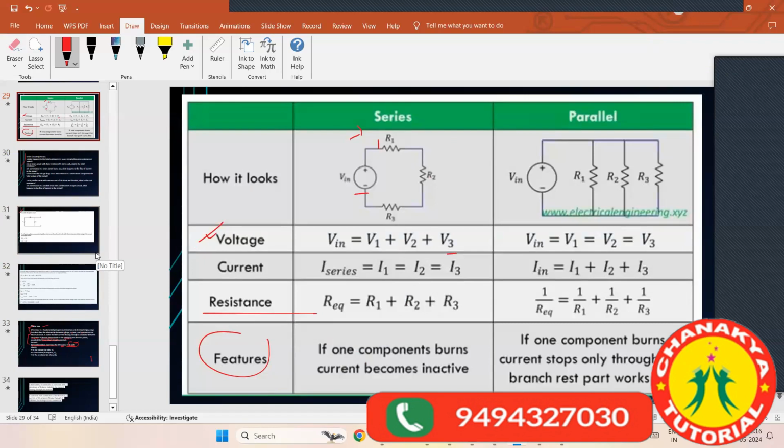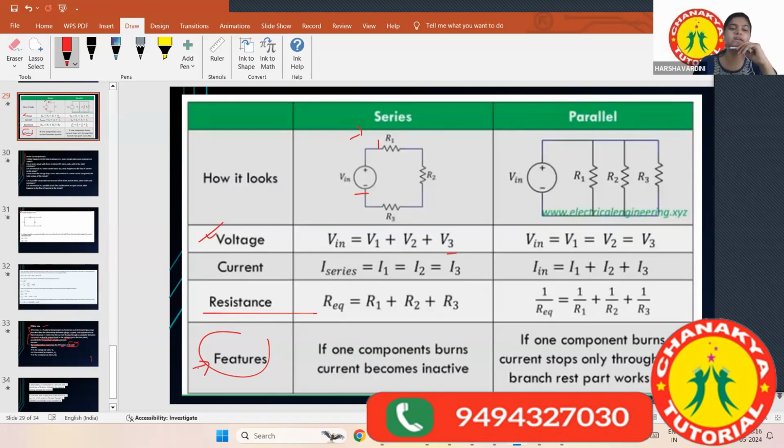Ma'am, the features of series: if one of the component burns, will the current become active or inactive? No, what they are trying to say in features is the advantages and disadvantages of series.